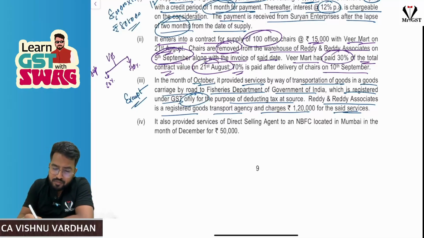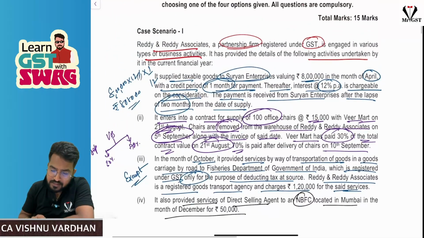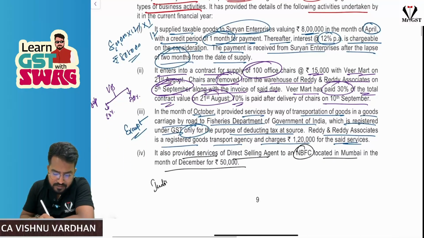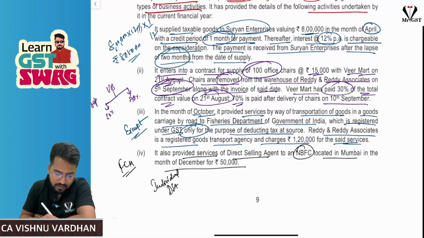Next, it also provides direct selling agent services to an NBFC located in Mumbai in the month of December for 50,000. If you understand direct selling agent services, sir, this is a partnership firm. If you see an individual direct selling agent providing services, it will come under RCM. So this is not an individual direct selling agent. This is a partnership firm, so this is FCM. Why I am talking about this now, sir? FCM sale 50,000, because there is a question here.